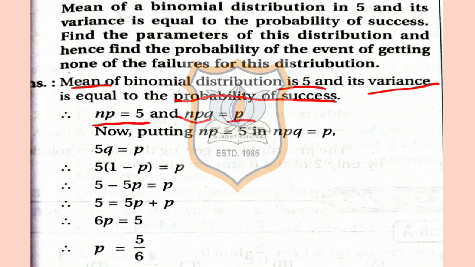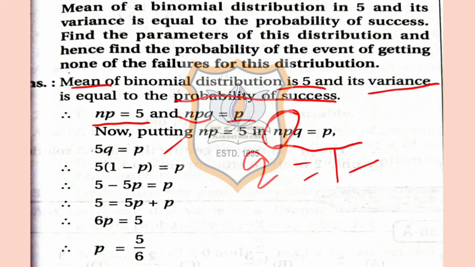NP is 5, that we can substitute in the equation NPQ equal to P. When we substitute NP as 5, we will have 5 into Q, and that is equal to P. Now you know what Q is? Q is equal to 1 minus P. This we have done yesterday.